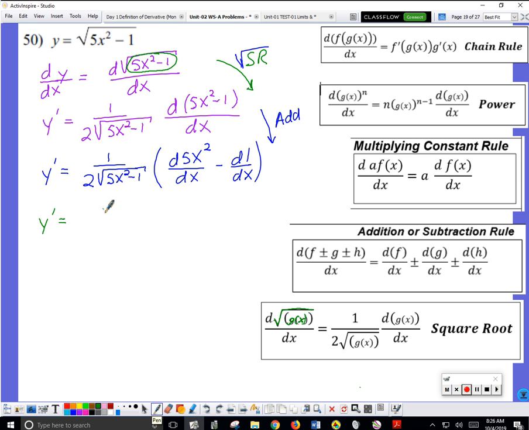Look. So rewrite it. So we go 1 over 2 square root 5x squared subtract 1. That became 0. Julia saw it. The next rule we need to use is the multiplying constant rule, because this is 5 multiplied by x squared. So we take out the 5.